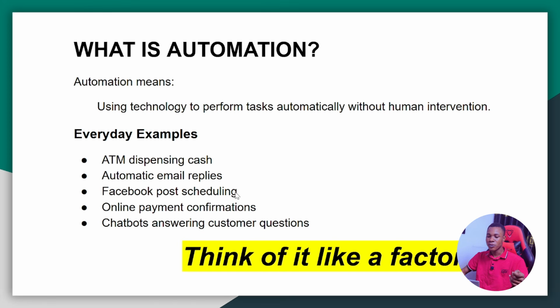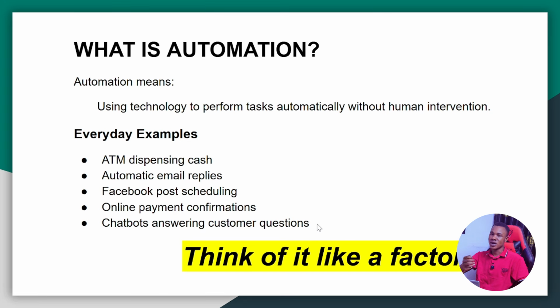Facebook post scheduling, like you schedule a post. Those of you who learned social media management can attest to this, that I used to teach Facebook scheduling. You want the post to go live 12 o'clock a.m. tomorrow, and the post will actually go live tomorrow without you being online. That's also automation. Then there are online payment confirmations and chatbots answering customer questions.